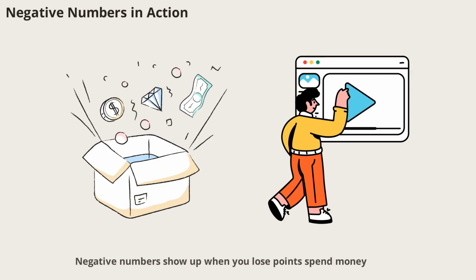Negative numbers show up when you lose points, spend money, or drop below a starting point. For example, if you spend more than you have, your balance goes negative. Understanding these situations helps you manage real-life challenges more effectively.